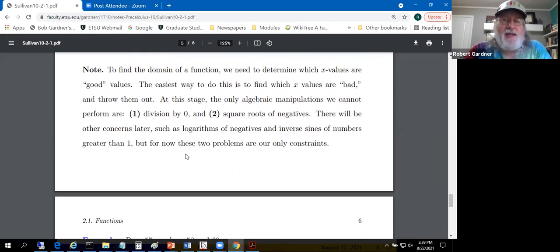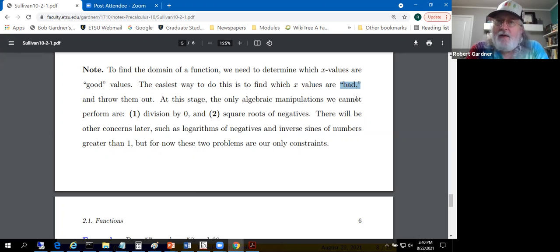We want to find domains. And this is where I'll go back to my good values and bad values. To find the domain of a function, we need to determine all the x values that are good values. Actually, how about we find all the bad values? They're usually easier to find. The easiest way to do this is to find the bad values and throw them out. So to find the domain of a function, we'll see what can go wrong. Take this with you in your future mathematical travels. It'll work in Precalculus 1, it'll work in Precalculus 2, it'll work in calculus. Find bad values and throw them out.